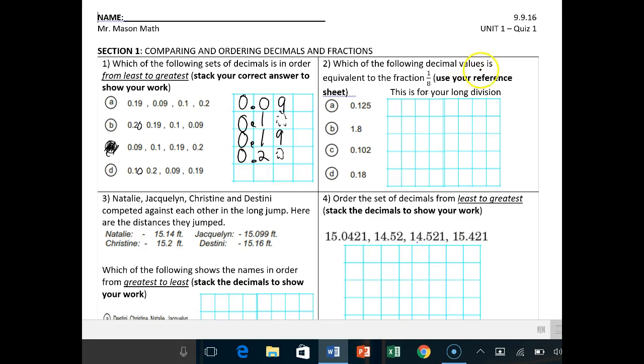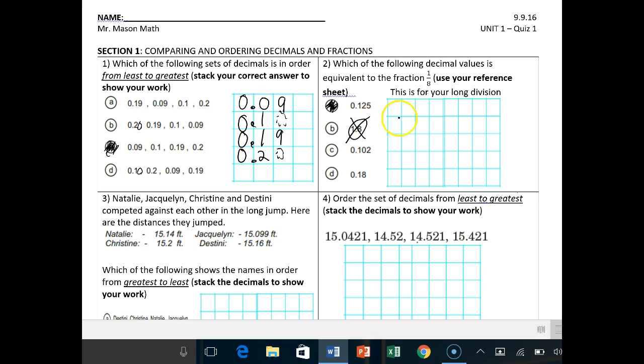Which of the following decimal values is equivalent to fraction 1/8? Use your reference sheet. This answer was on your reference sheet. All you have to do is flip it over to the side and find out what 1/8 is. It's 0.125. The amount of people that selected 1.8 just because they saw a 1 and an 8, no, this is incorrect. Circle it, X it off. Do not just say, oh, it's 1.8 because I saw a 1 and an 8. Now, how do I prove it?